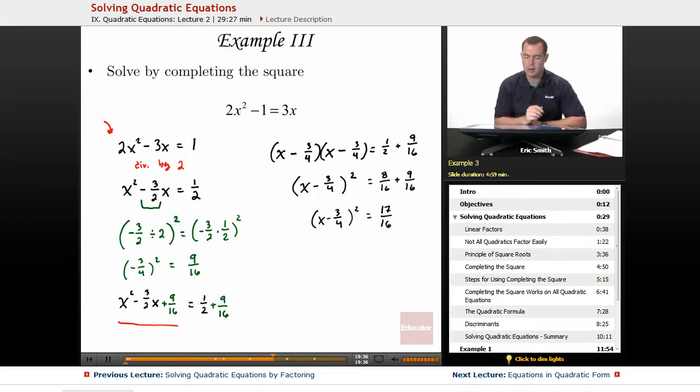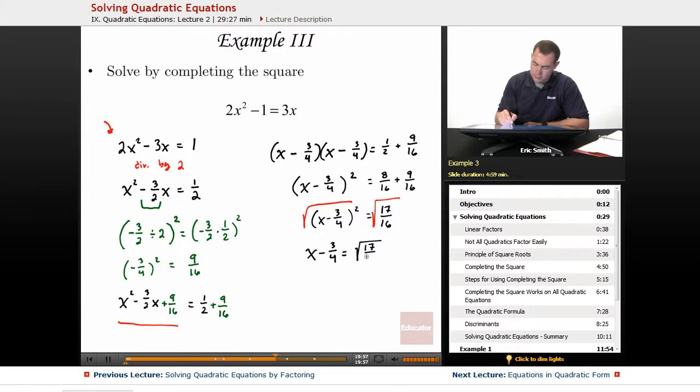Okay, so completing the square does a lot of work for us. It really gets our x's together on the same side. Now we can solve directly using the principle of square roots and taking the square root of both sides. So x minus 3/4 equals the square root of 17/16, or it could be negative. I'm going to represent those by saying it could be the plus or minus of that square root.